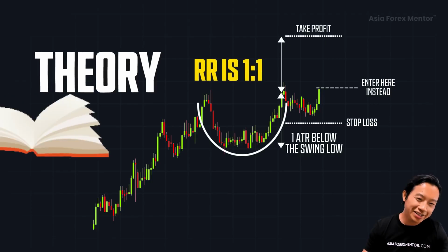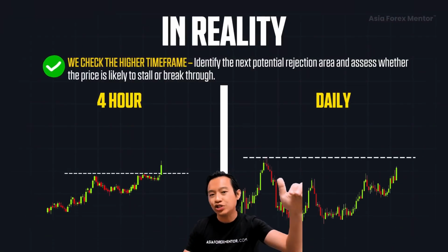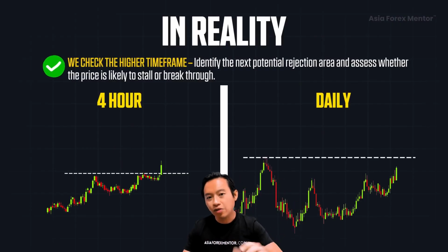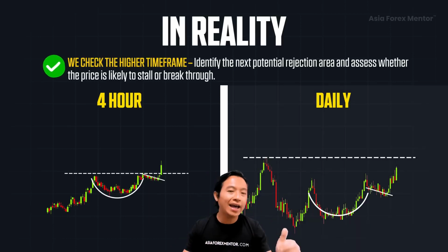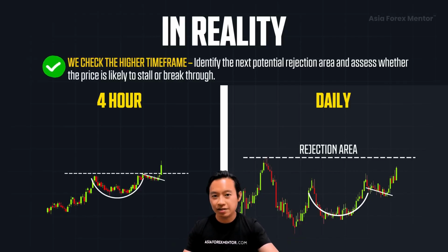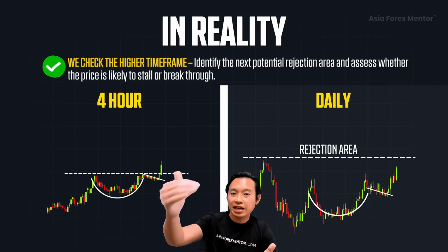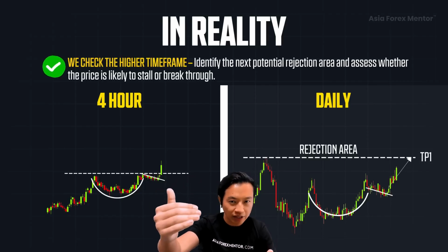Now, that is theory. In actual, it's good to know potentially where you will go in theory, but in actual, what you want to do is switch the time frame, right? You want to look at a higher time frame. So wherever you see the cup and handle pattern, jump a time frame higher to see where the next rejection area is. And then you also want to check the probability of price reaching the area. Can it reach the area? If the answer is yes, okay, good, right? So that's where you can potentially set it.